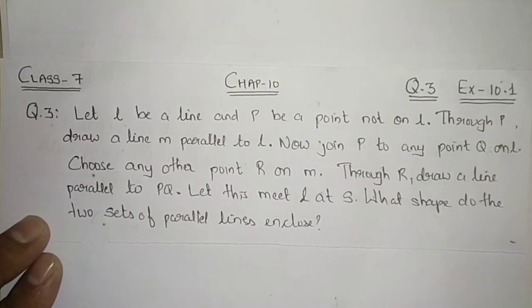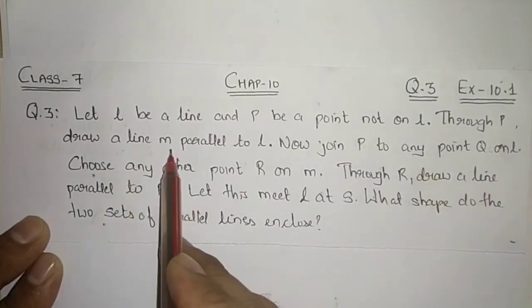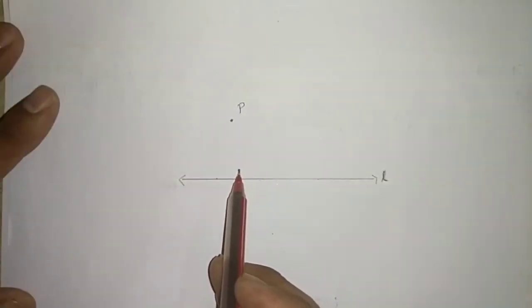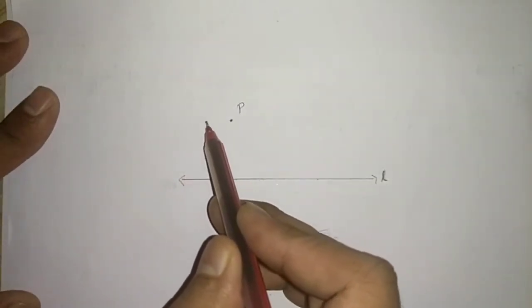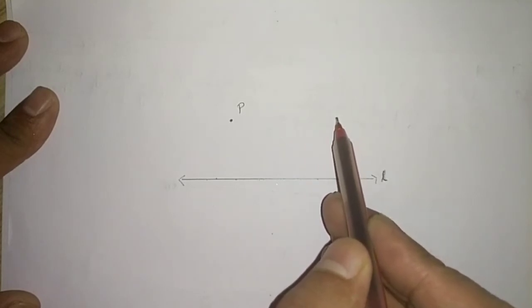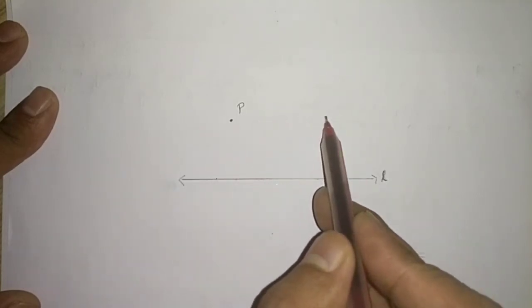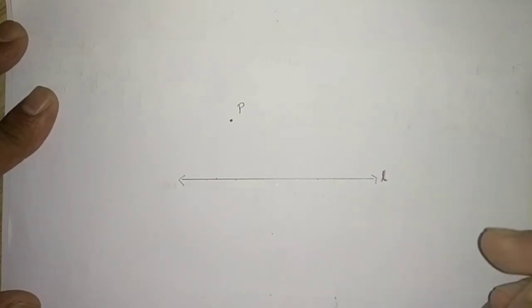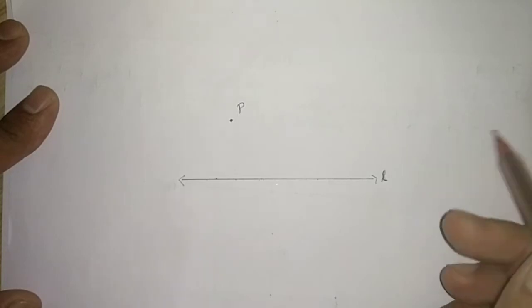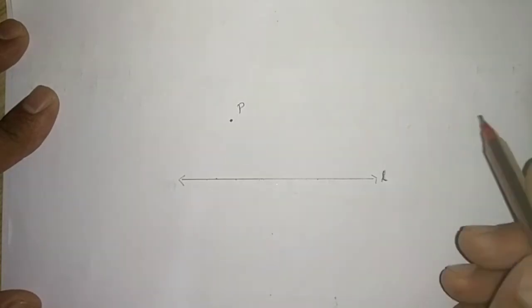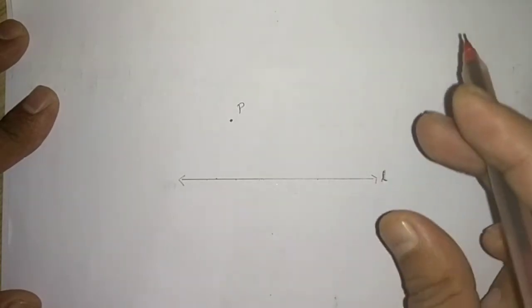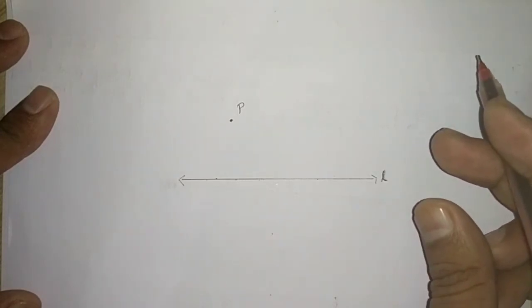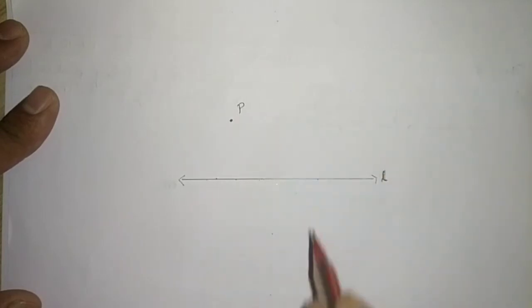Through P, draw a line M parallel to L. They have told us to draw one line. The name of that line is M. But it must pass through P and it must be parallel to L. These are the two lines which we solved in question number 1 also. So in the same way we will draw here also, constructing it the same way as question number 1.